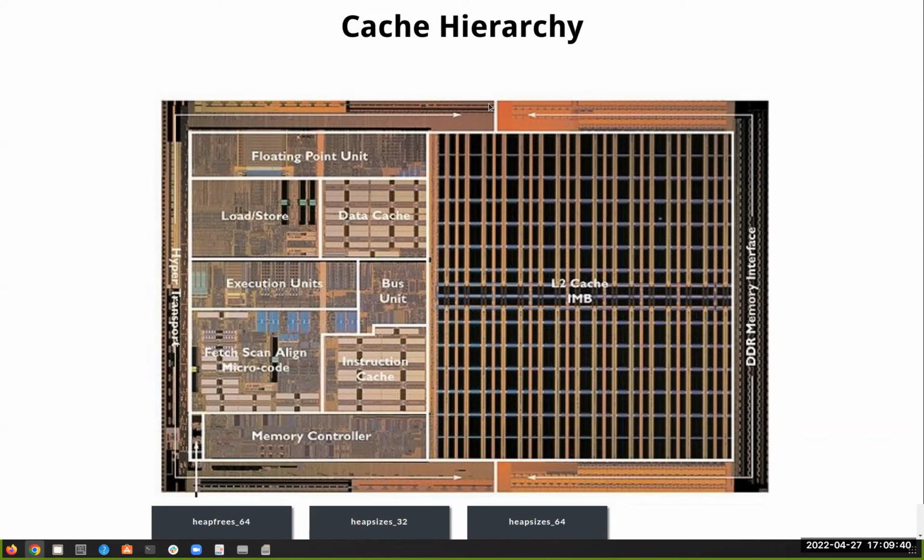65 or 70% of the CPU area is used for cache. Here we have the data cache, and then here we have the instruction cache. So that is the L1 cache. The L1 cache is divided into data and instruction. Then we have a huge area for the L2 cache. This is an old CPU, it's only 1 megabyte. So you can see maybe 65, 70% of the CPU area is actually used for cache. So this is a very important physical module in the CPU.